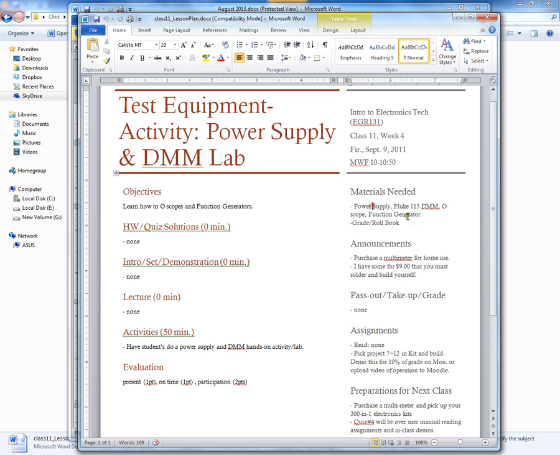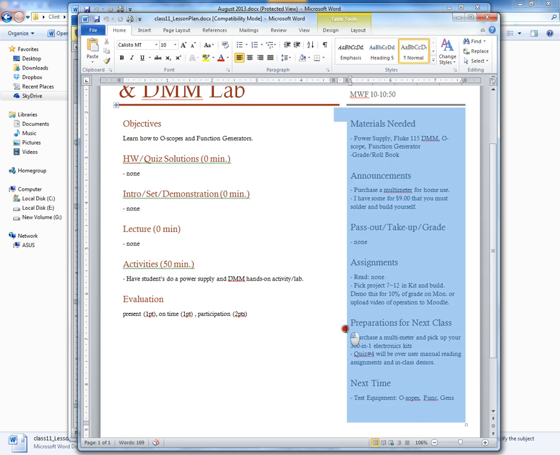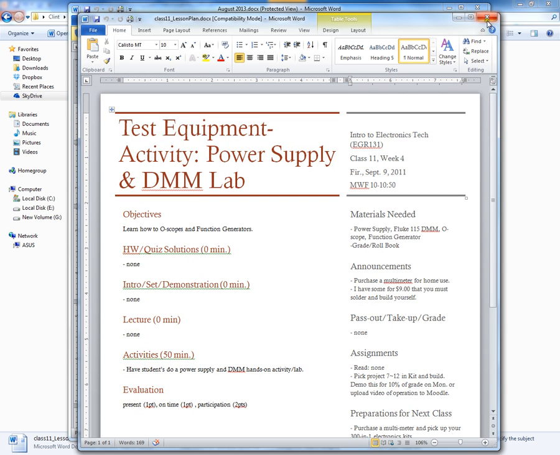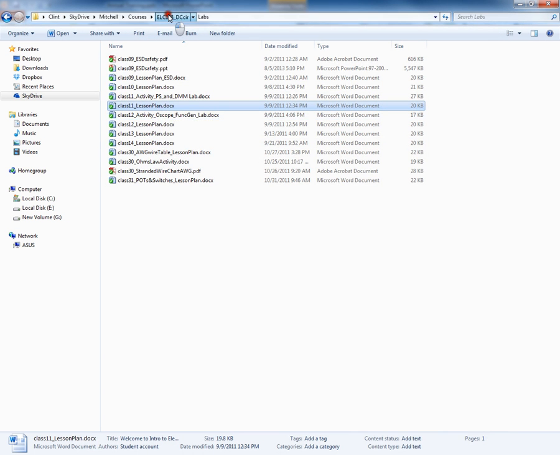Over here it tells you the materials needed, any announcements, they need to purchase a multimeter for home use. You can change this, you can do whatever you want with it. Preparation for next class, what do they need to do for the next class? And then you have pass out, take up, grade. Do you want to grade something that they had to do for this period? Or do you want to prepare for the next class? And then next time, what is their lab? Just let them know. And okay, so that's labs.